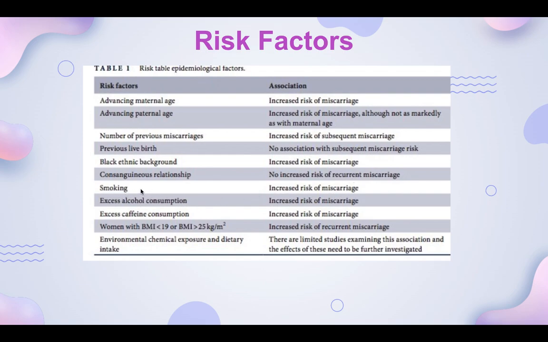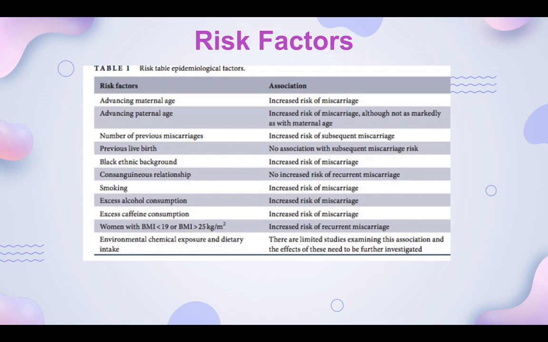Smoking, alcohol, and caffeine. Now you have to bundle it up. Just remember that these three risk factors, you have to combine these three, because you're going to mention them in one go in part 3 as well, and for part 2 as well. You have to remember smoking increases the risk of miscarriage. Excessive alcohol consumption increases the risk of miscarriage. Excessive caffeine consumption also increases the risk of miscarriage.